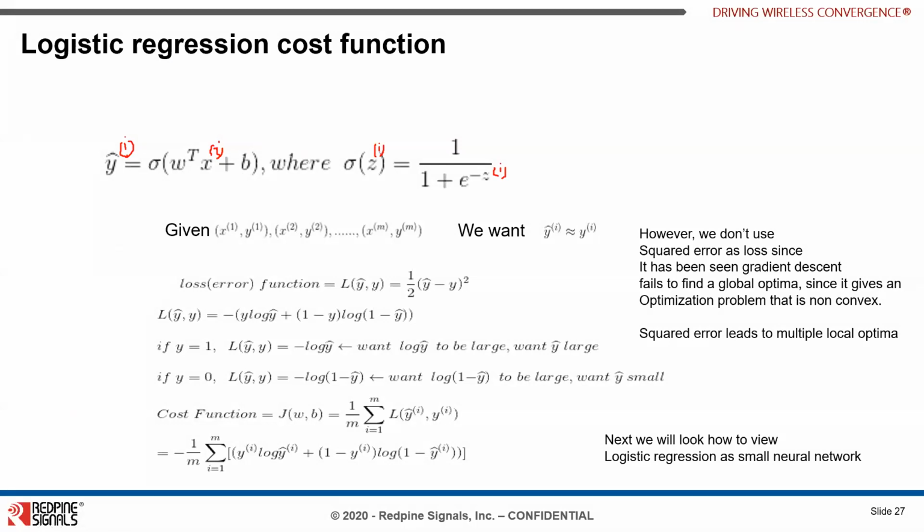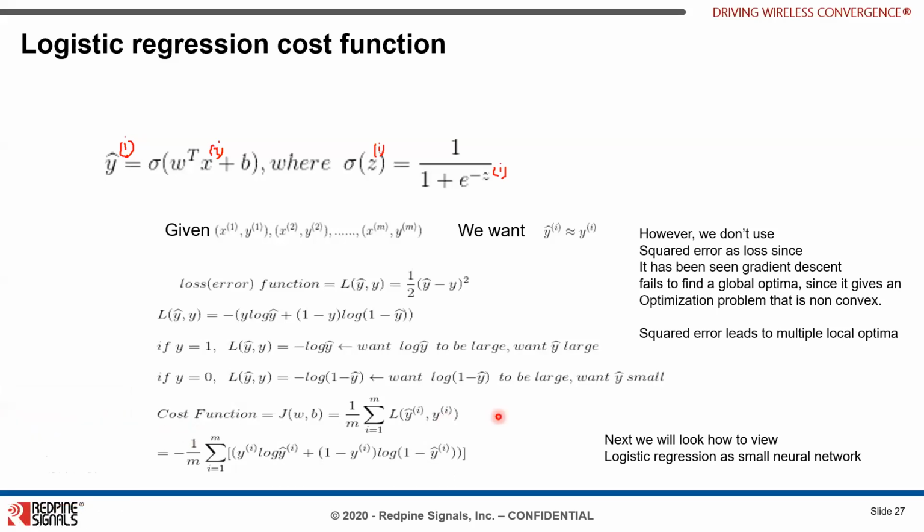And then based on the value of y, 1 or 0, we got the loss functions. And then finally we computed the cost function, which is nothing but the average of all the individual losses of the individual training samples. And then finally we got the expression which is shown here.